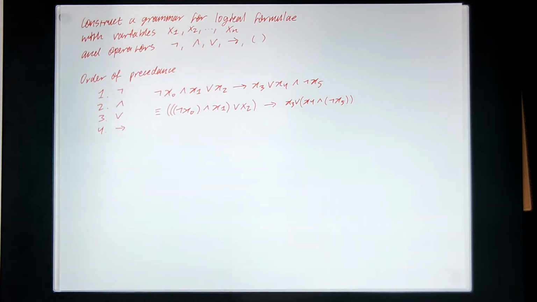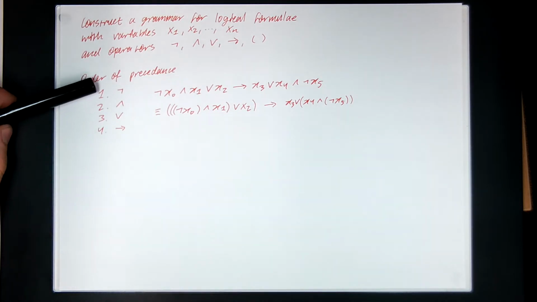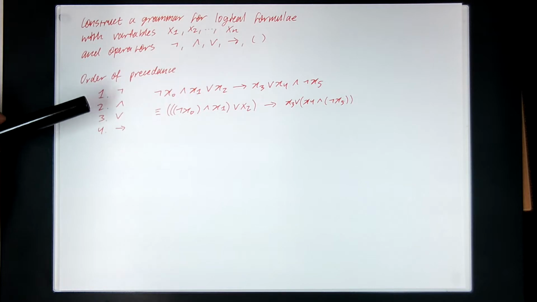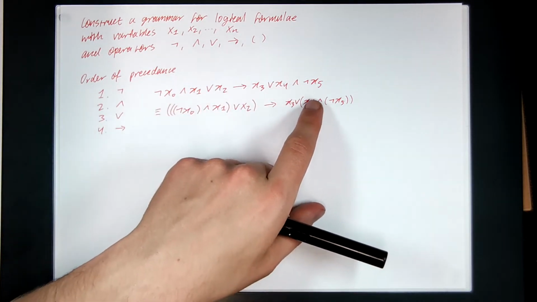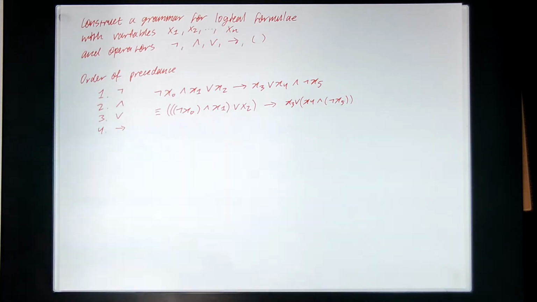Okay, so now we want to construct a grammar for logical formulae with n many variables, x1, x2, all the way up to xn, and depending on how you define it, either 4 or 5 operators, depending if you count brackets as an operator. I wouldn't, so 4 operators: negation, logical and, logical or, and implication, such that the order of precedence here is satisfied. So negation binds tightest, then ands, then ors, and implications. So this statement here, when you actually do the parse tree, should be evaluated strictly in this order.